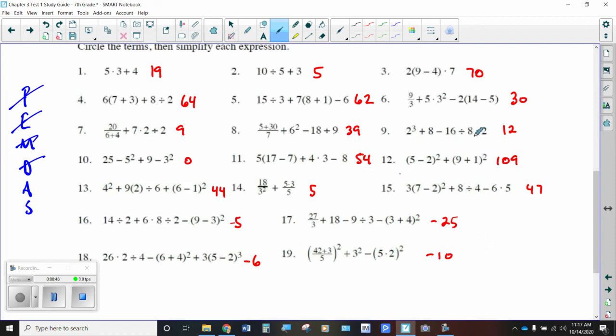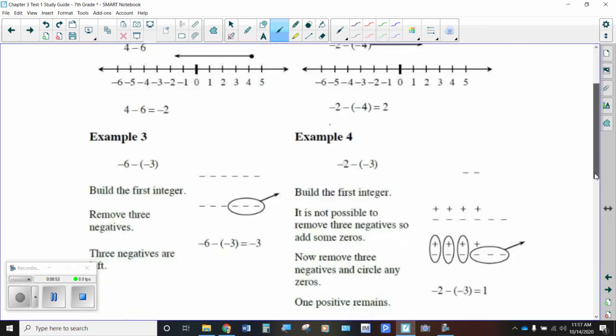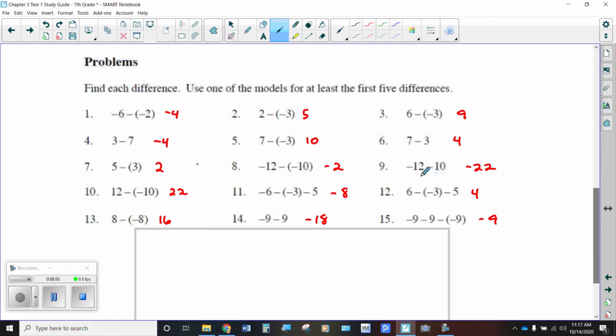Okay, so those are the answers. Check your work. Let's move on to the next page. The next page is about subtracting integers. And so I'm a big fan of KFC.